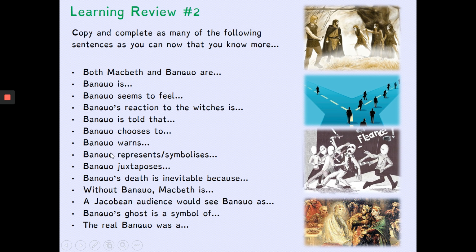Again, this is a really good way of revising any characters. So you could do the same thing for Macbeth, for Lady Macbeth. You just basically replace the character's name, and you can use this as a really quick way to sum up a character and the role they play across the whole play. So that's Banquo done. Major character in the play covered in just about an hour.